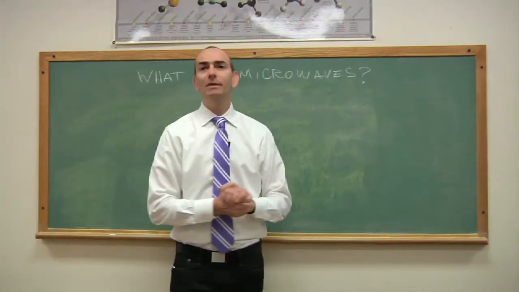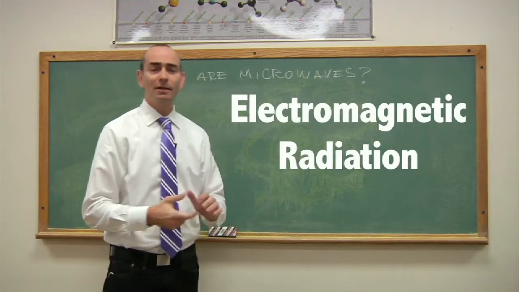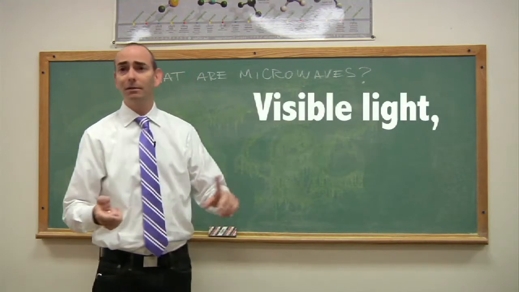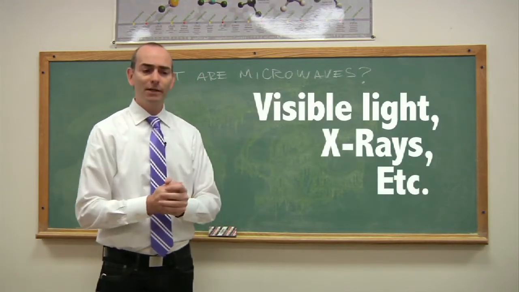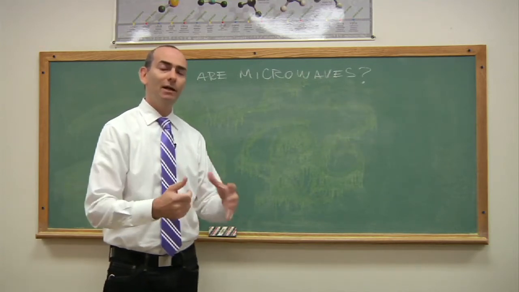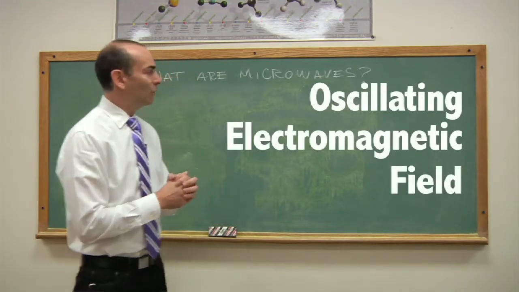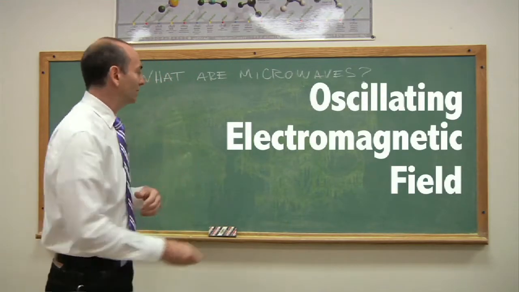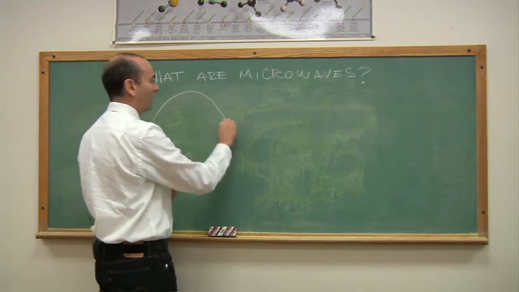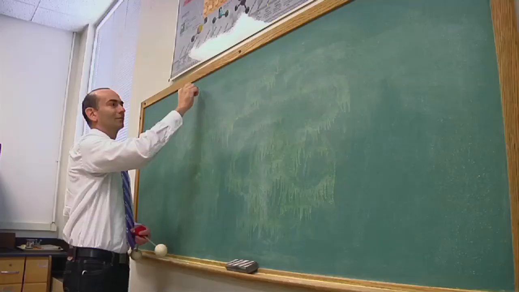Now, what are microwaves? A microwave is a form of electromagnetic radiation, such as visible light, X-rays, etc. It's just a form of energy that propagates in space at the speed of light in the form of an oscillating electromagnetic field. Now, what is an oscillating electromagnetic field? It's just a wave whose amplitude is changing over time.